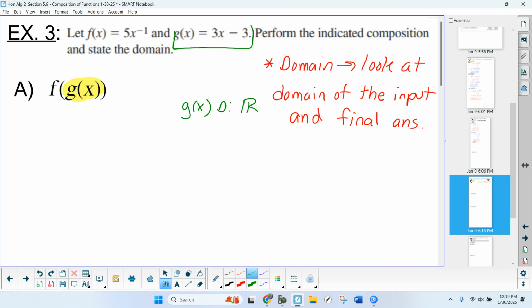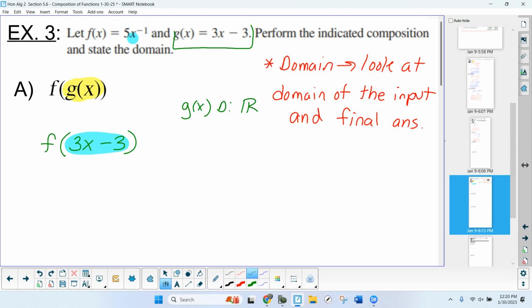Now we're going to do f of g of x. We don't have a number now. It just says f of g of x. Well, what is g of x? 3x minus 3. So now we're going to go to function f. If I had f of 5, what would you do? Everywhere you see an x, you'd plug in 5. But we don't have f of 5. We have f of g of x, so that goes in place of what? X.